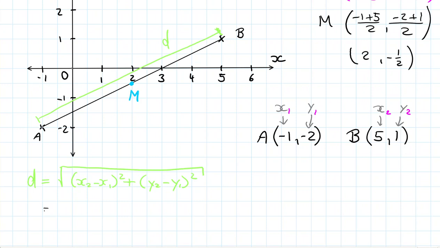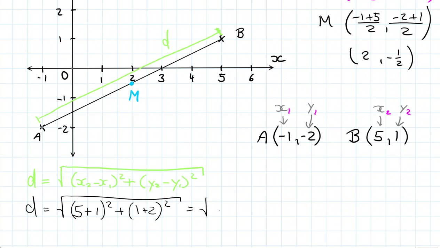So that would then give me, for the distance, x2, having a look at that, is 5 minus -1 gives +6. And then I have 1 minus -2 is +3. So I'm having the square root of 6 squared plus 3 squared.